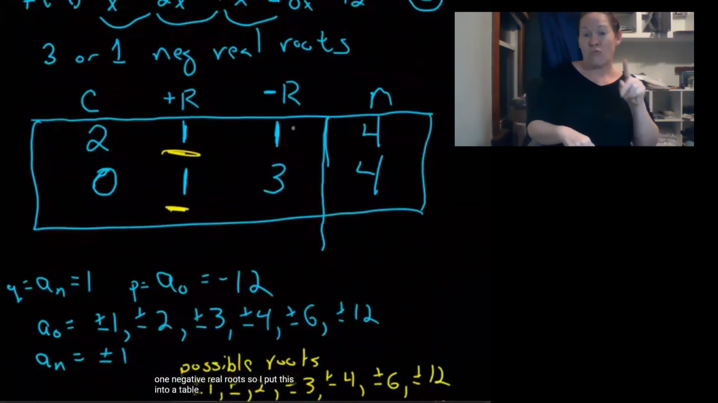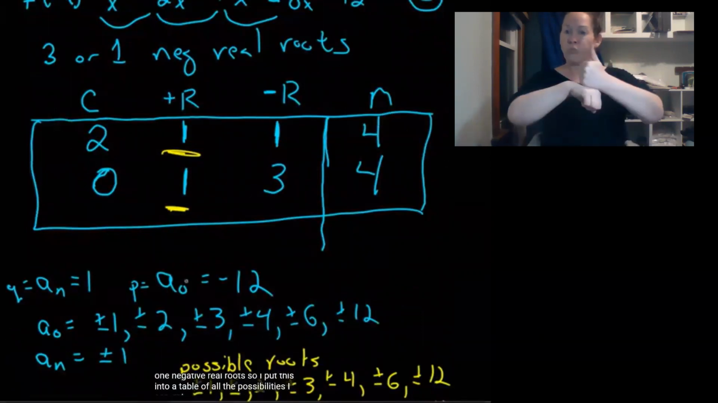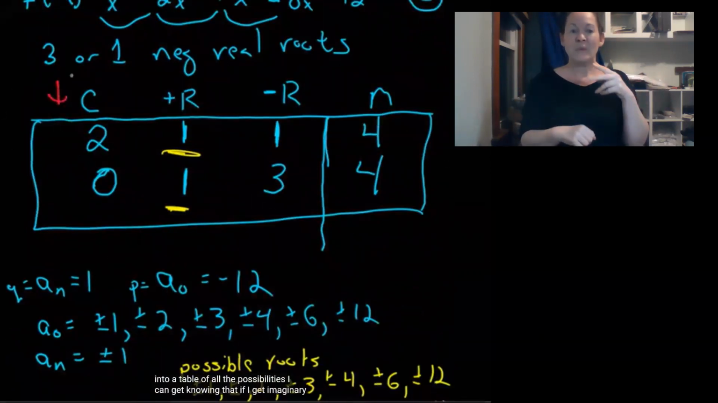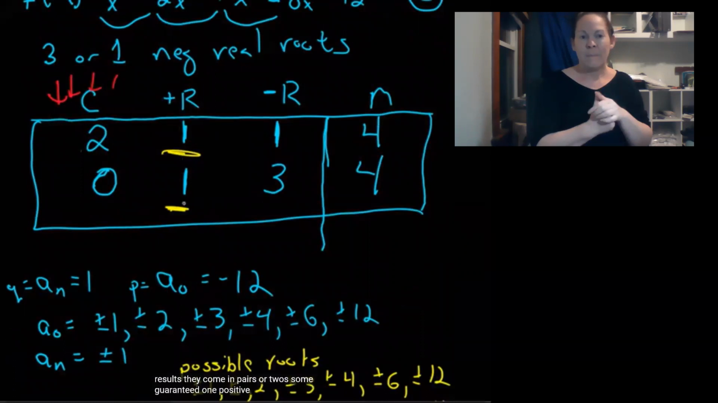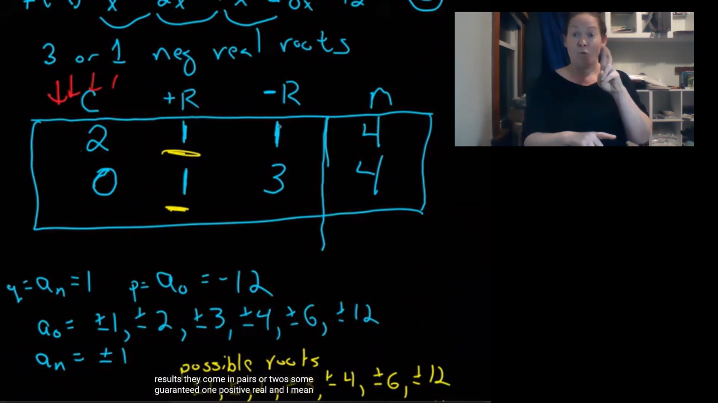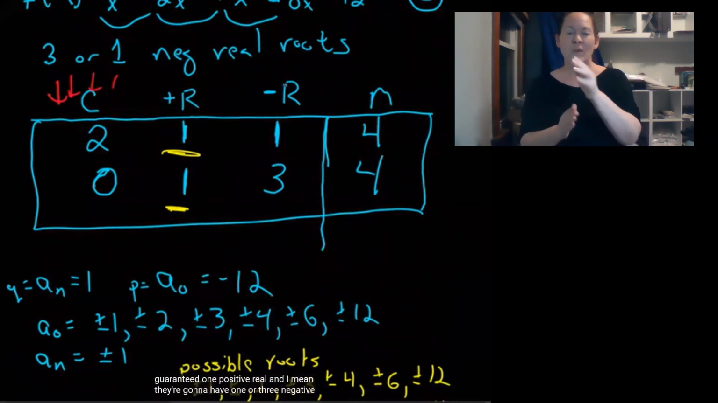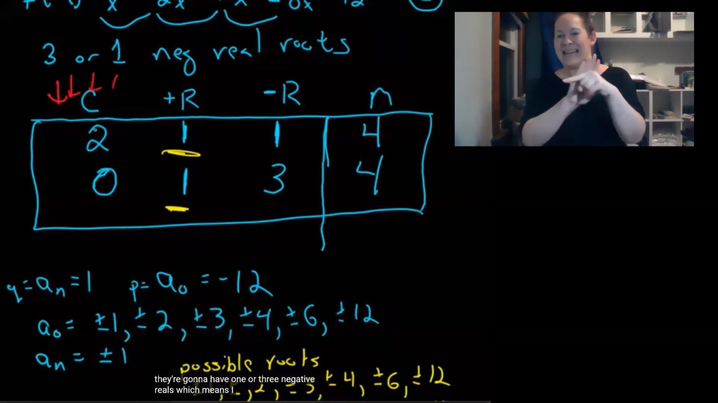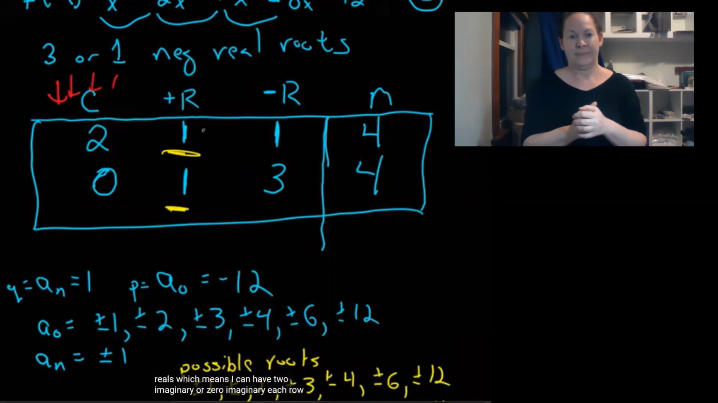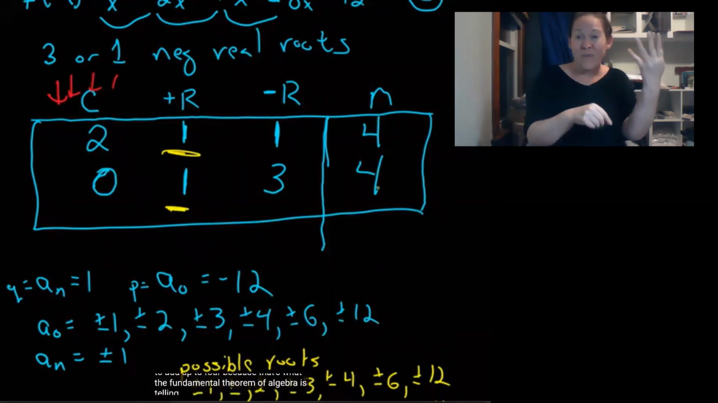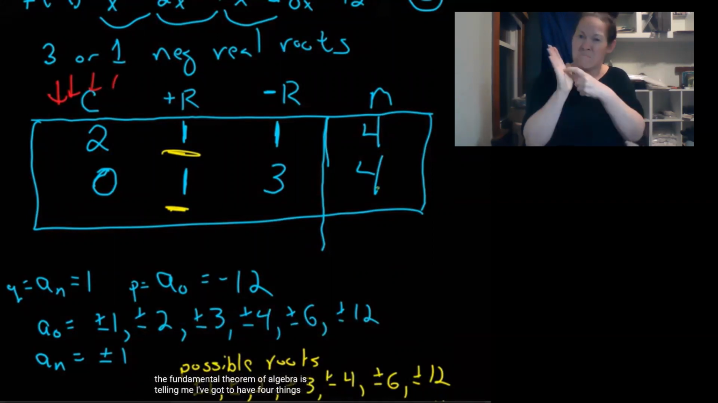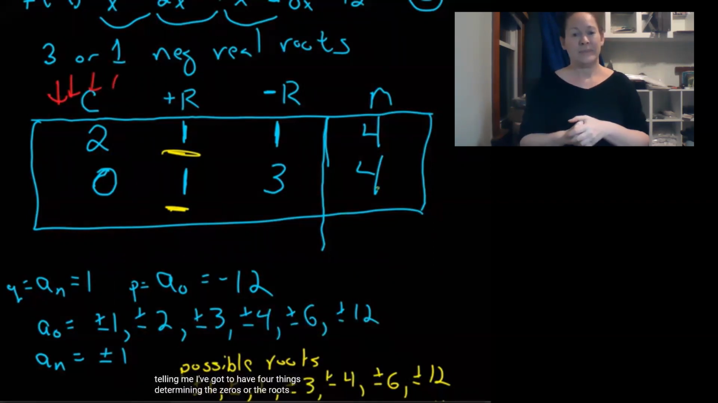So I put this into a table of all the possibilities I can get, knowing that if I get imaginary results, they come in pairs or 2s. It's a guaranteed 1 positive real, and I'm either going to have 1 or 3 negative reals, which means I can have 2 imaginary or 0 imaginary. Each row has to add up to 4 because that's what the fundamental theorem of algebra is telling me. I've got to have 4 things determining the zeros or the roots here.